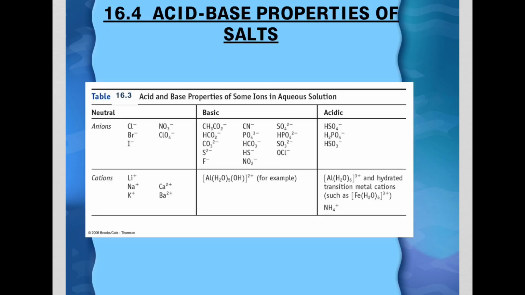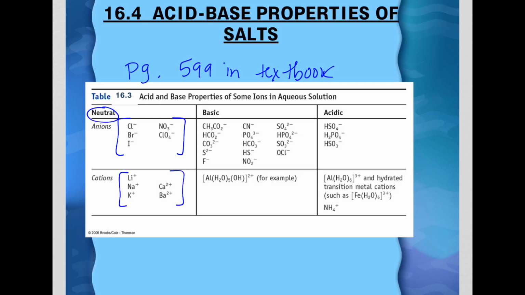We'll come back to that example in a moment. So this table is in your book on page 599. And this summarizes those things we just mentioned. So here are our conjugate bases of our 6 strong acids. Notice that they have no effect. They will result in a neutral pH. And then our alkali and alkaline earth metal cations also have a neutral net effect.